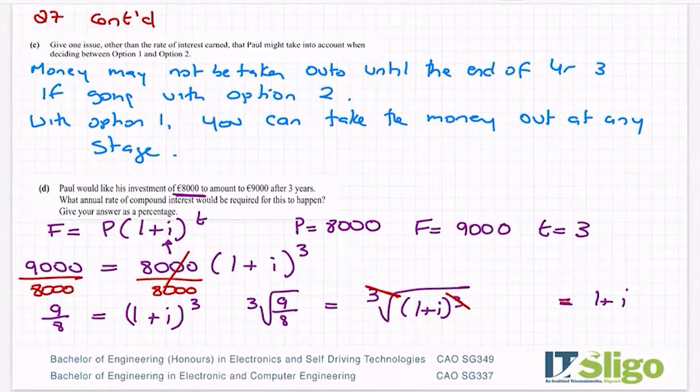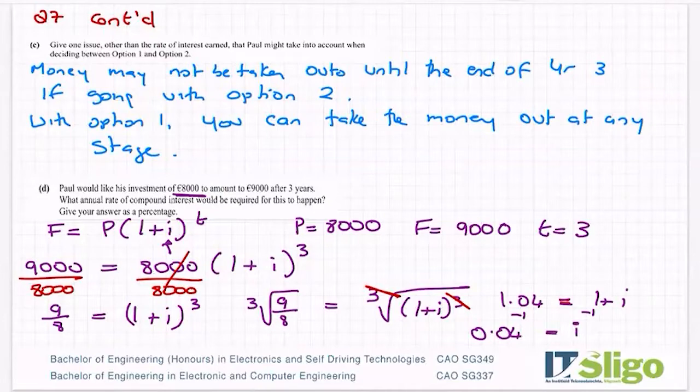So into your calculator, put 3 root 9 over 8. And the 3 root button, you have to hit shift for this one. It's right behind the square root button. So 3 root 9 over 8. And I am getting 1.04 and a load of zeros for that. Okay, I need to solve for I, so subtract 1 from each side. So I'm getting 0.04 then being equal to I.